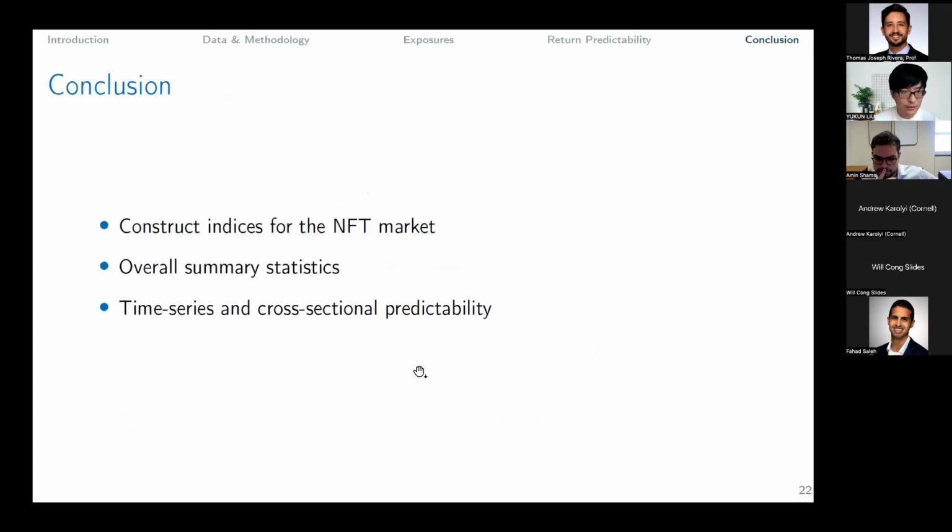So let me conclude. In this paper, we construct indexes for the NFT market, both for the full market and also for the sub-markets. We think about how this NFT market, as part of the whole cryptocurrency family, is different from the typical cryptocurrencies we think about, the fungible cryptocurrencies. And then we look at some statistics on time series and cross-sectional return predictabilities.